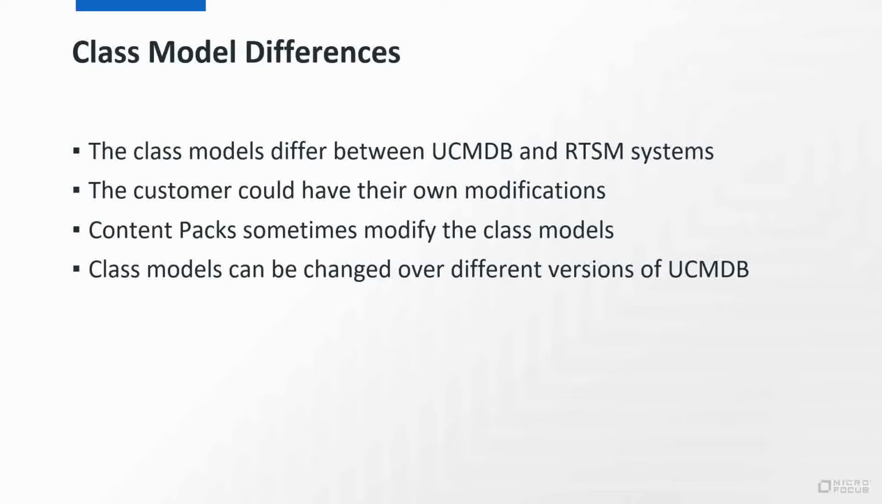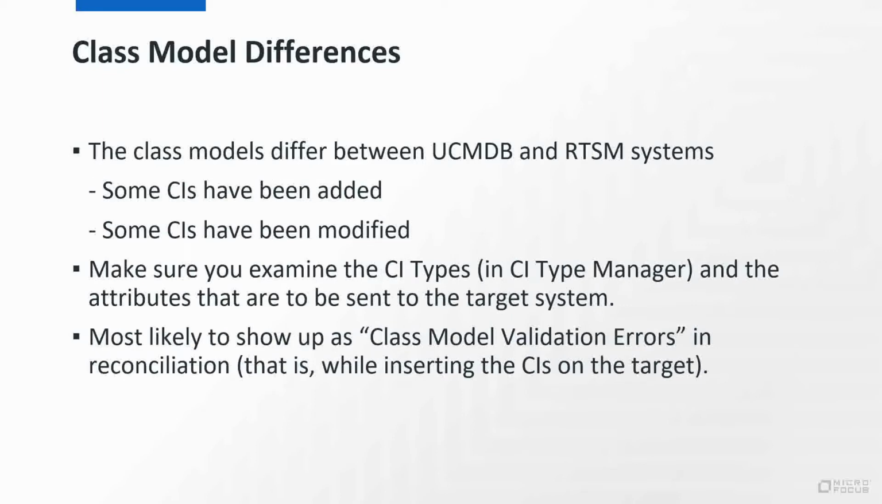Additionally, if you've upgraded the version of UCMDB over time, there may be differences in the class model between the different versions of UCMDB. Some CIs have been added in an RTSM system. Some CIs have been modified. And it also depends on the version of UCMDB that is running on both the source, in this case being UCMDB, and the target being an RTSM system.